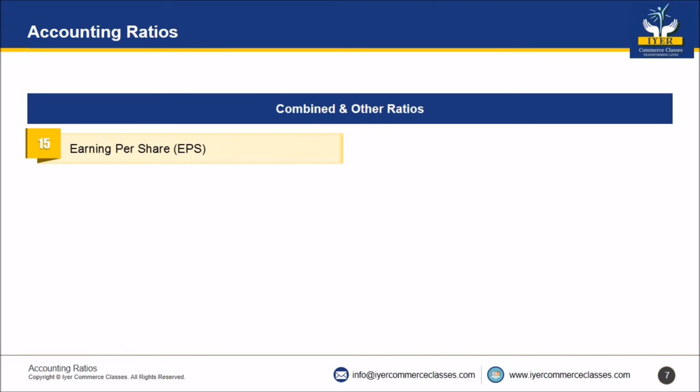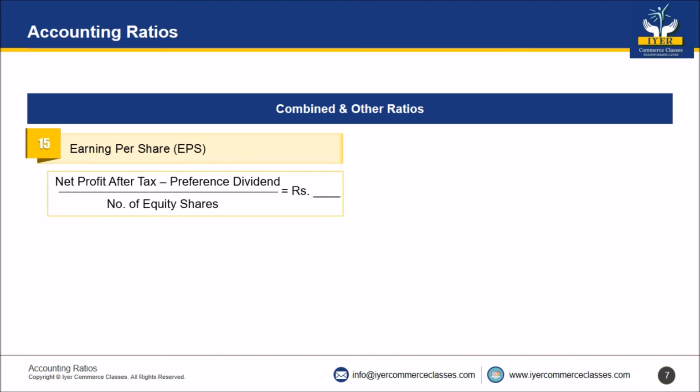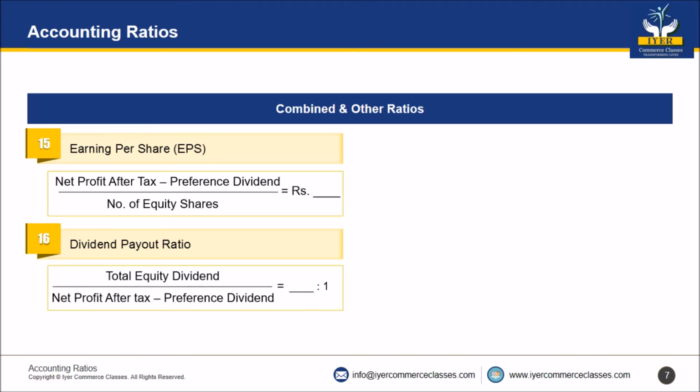Earning per share, net profit after tax minus preference dividend upon number of equity shares, and the answer will be in rupees. Dividend payout ratio, total equity dividend upon net profit after tax minus preference dividend.